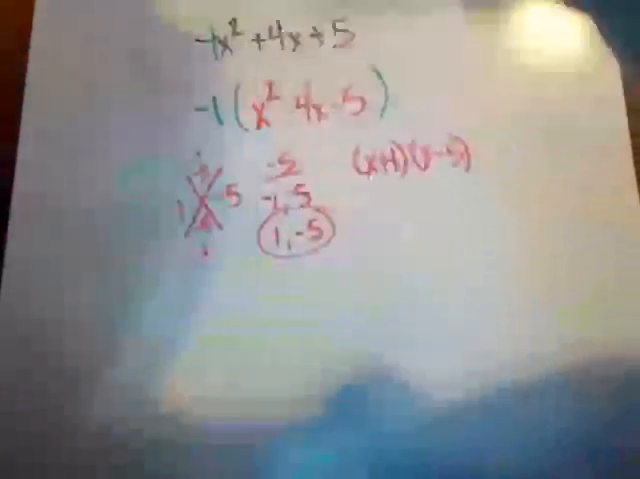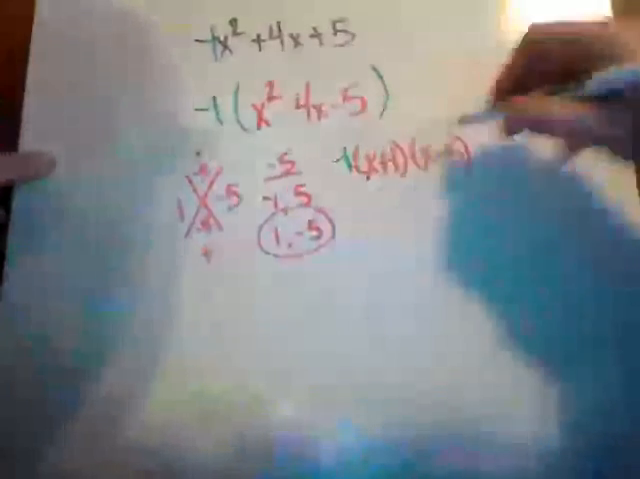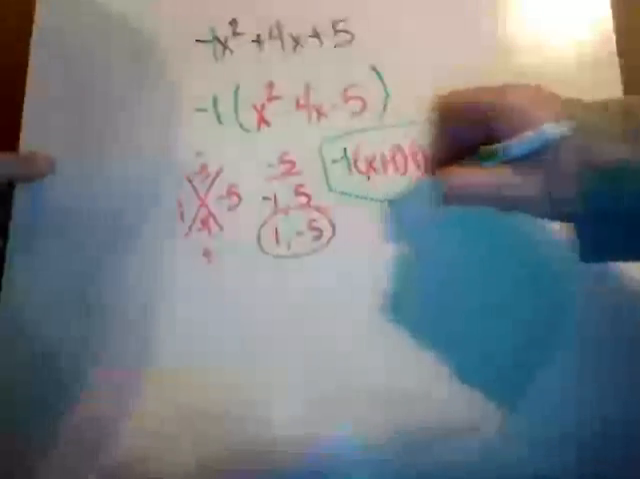And remember, we still have our negative 1 that we factored out at the very beginning. So this would be our answer.